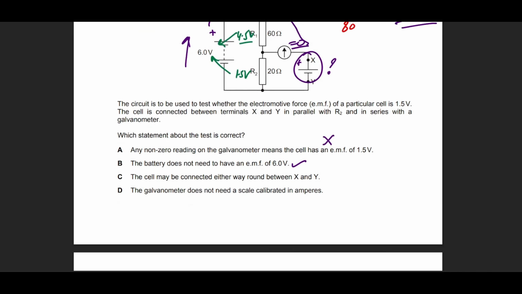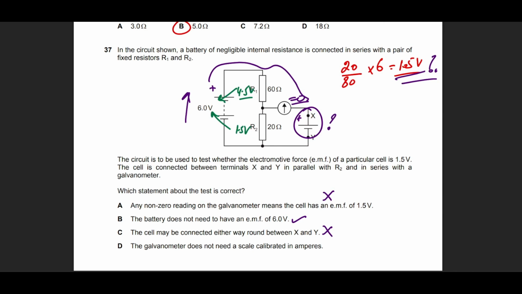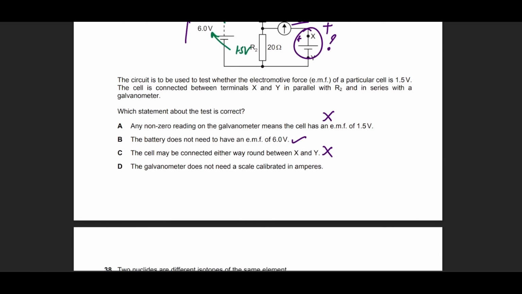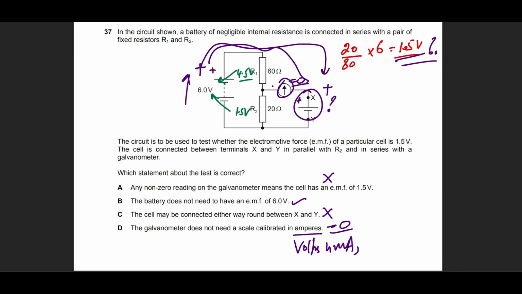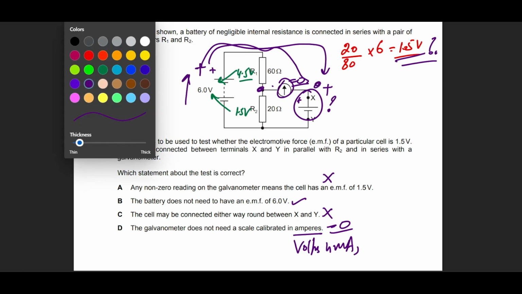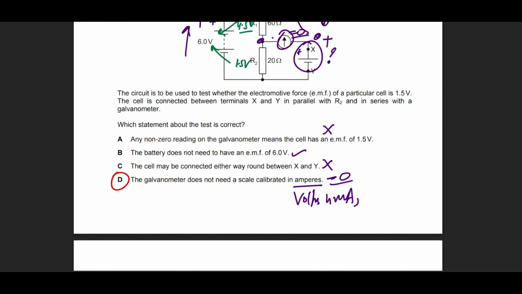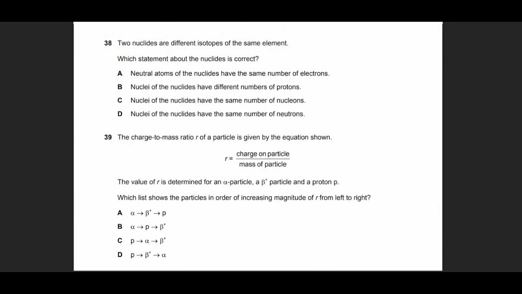The cell may be connected in either way? No, we can't connect it either way. If this is the positive terminal, then the connecting point of the cell should also be positive. The galvanometer does not need a scale calibrated in amperes. It could have been in volts, microamperes, or milliamperes, but it needs to show a zero reading. If it shows a zero reading, it means that the voltage at this node and the voltage of the cell are exactly the same. There is no potential difference and there is no current. So 37 is D, the correct answer, right? It does not need to be calibrated in amperes. It could be volts, milliamperes, or microamperes.